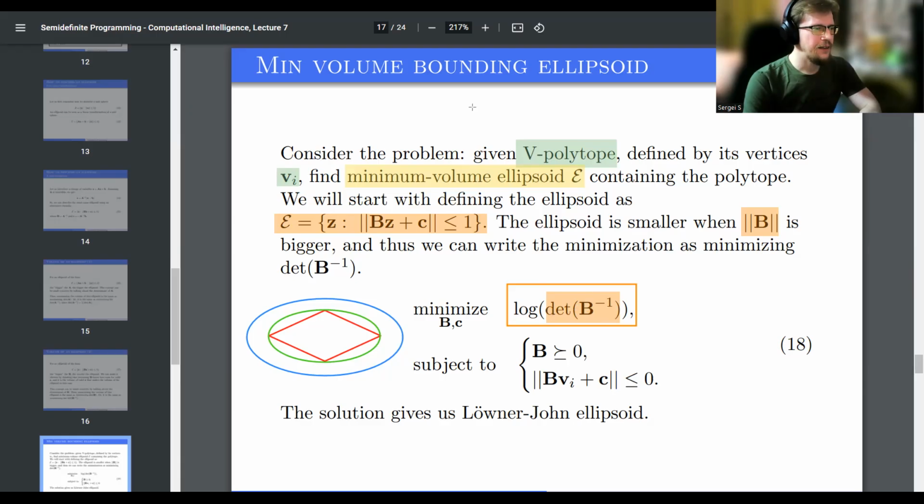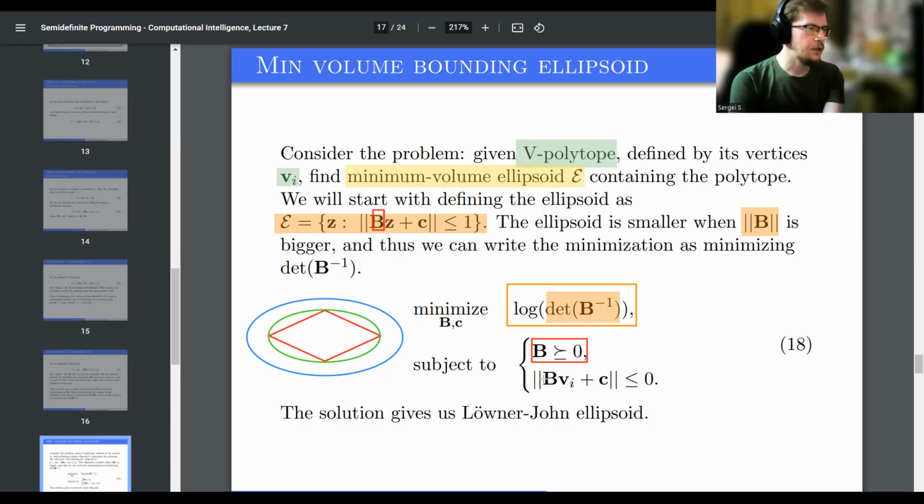Now we want B to be positive definite. Otherwise, we would have something nonsensical. We want B to be invertible. Its inverse is, remember, A, also a positive definite matrix.